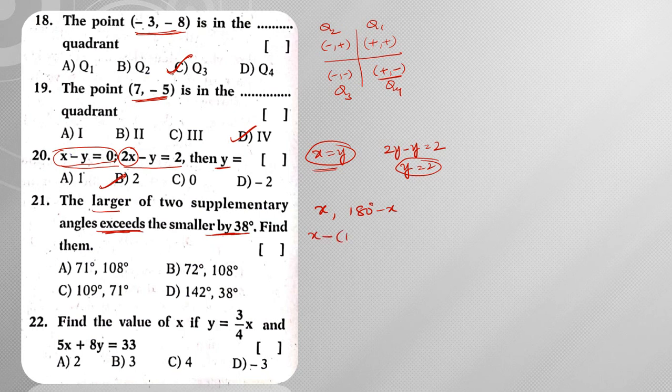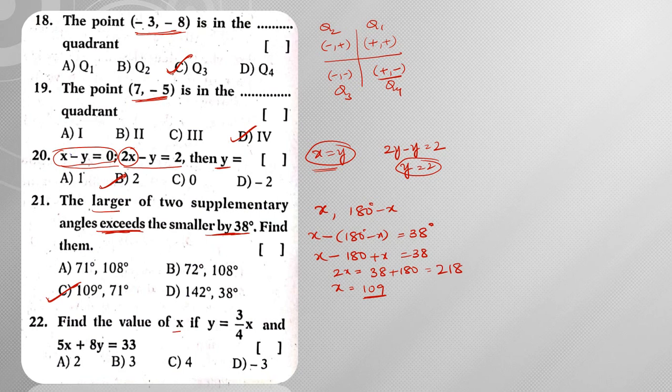What I can write, x minus (180 minus x) is equal to 38 degrees. So based on this, what I am going to get, x minus 180 plus x is equal to 38 degrees. So x plus x is 2x is equal to 38 plus 180 degrees. So what is the value of 38 plus 180? It is nothing but 218. So from this, x is equal to 109. So if one angle is 109, automatically the other angle will be 71 degrees, right?